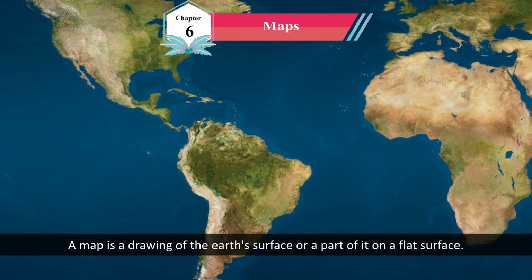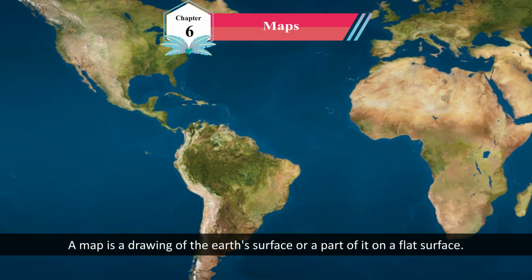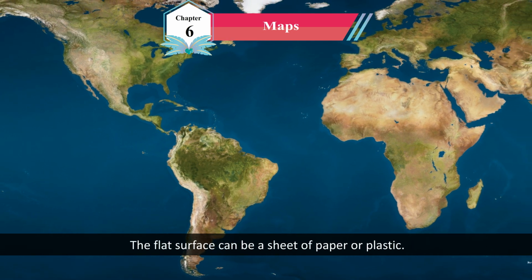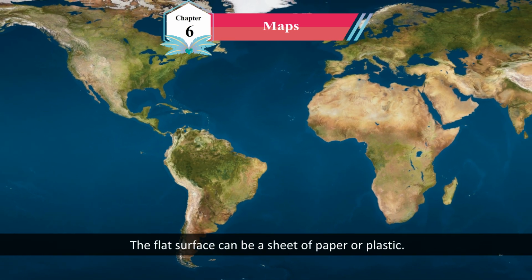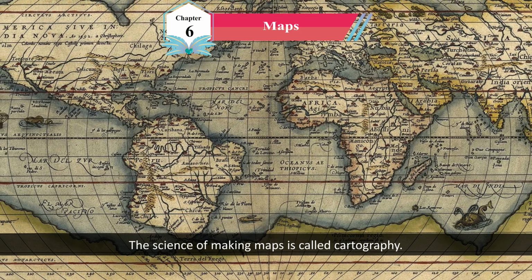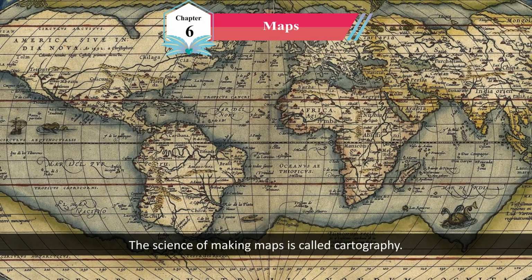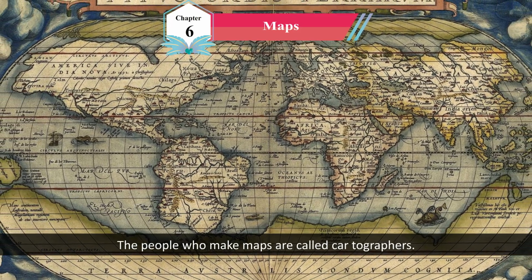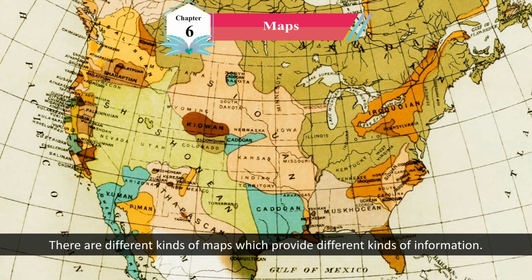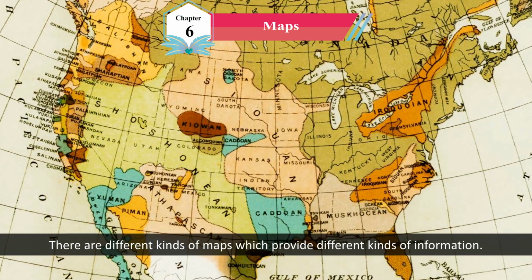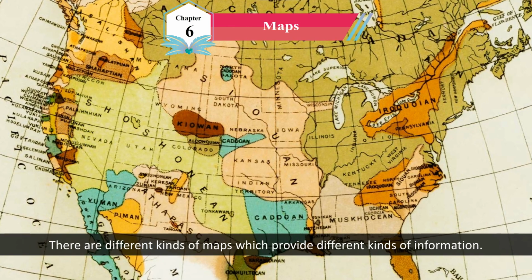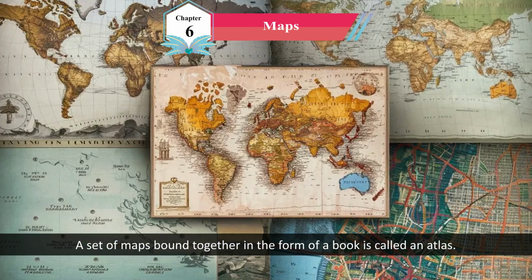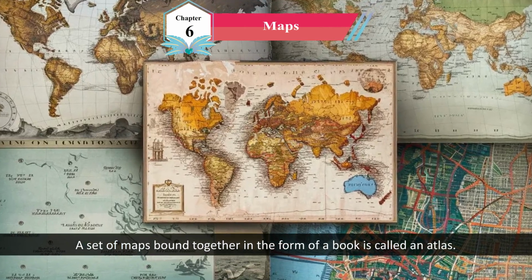Map. A map is a drawing of the Earth's surface or a part of it on a flat surface. The flat surface can be a sheet of paper or plastic. The science of making maps is called cartography. The people who make maps are called cartographers. There are different kinds of maps which provide different kinds of information. A set of maps bound together in the form of a book is called an atlas.